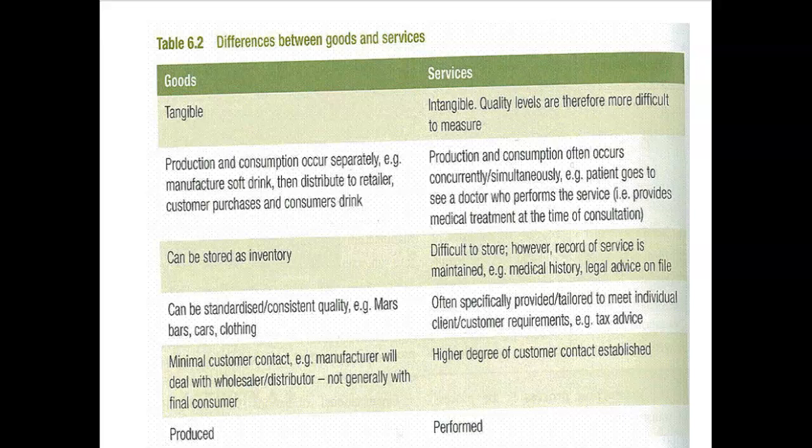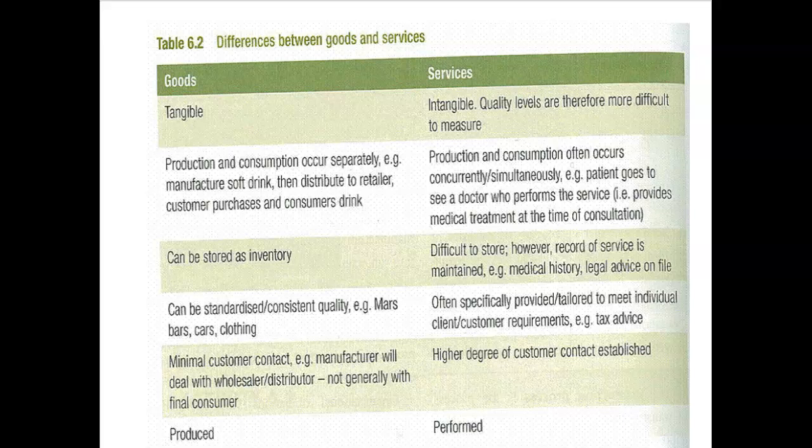Production and consumption occurs separately. So for example, Coca-Cola when it manufactures a soft drink in the plant, it doesn't at that particular time have the consumer drinking the soft drink as soon as it comes off the production plant. It goes to a distributor, goes to a retailer, and then ends up in the shop, and the consumer buys the drink from the shop. So that's something that's unique to goods. Production and consumption occurs separately.